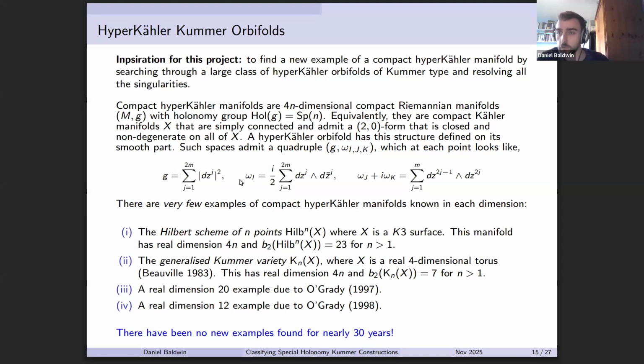In a given dimension 4n, there are essentially just two examples, the first two bullet points here. The Hilbert scheme of n points on a K3 surface is one, and the generalized Kummer variety is another. These occur in every dimension that's a multiple of 4, and that's basically all you get. Except there are two exceptional examples in real dimension 12 and real dimension 20, found by O'Grady. But that was a long time ago, so there have been no new examples found for nearly 30 years.